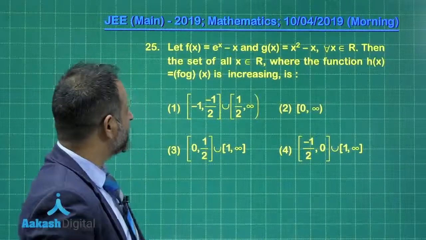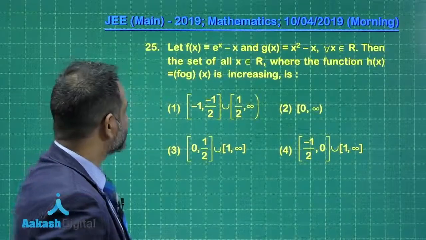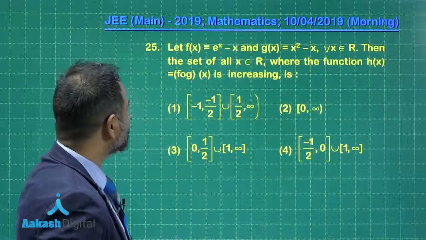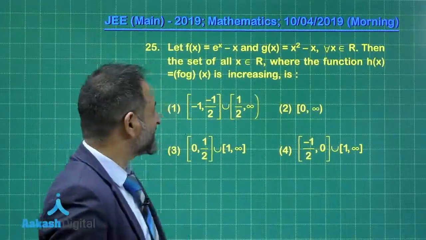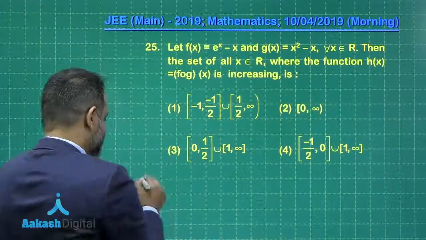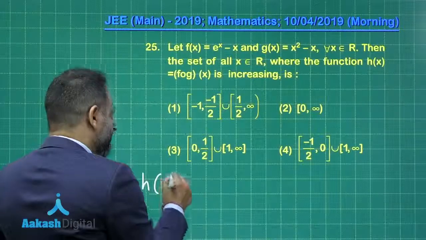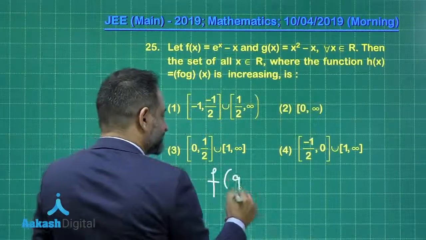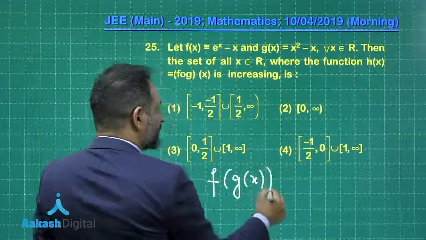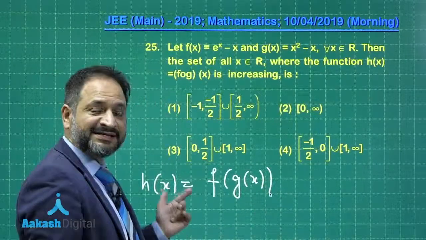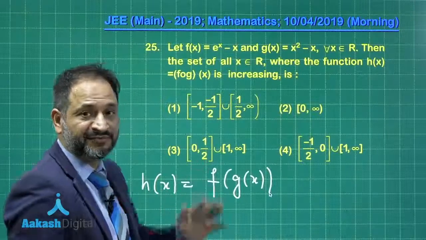Now the question is based on increasing and decreasing functions, and there is a composite function here. f(x) is e raised to the power x minus x, and g(x) is also given to us. Now let us see again an easier one. h(x) is equal to f(g(x)). Now to find the interval in which h(x) is increasing or decreasing, we need to differentiate it.